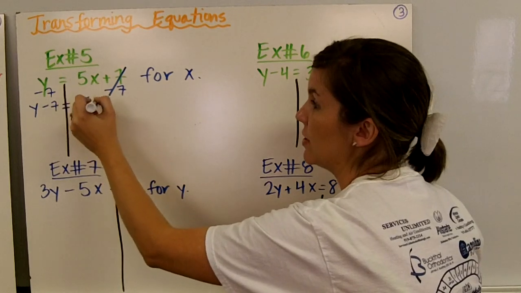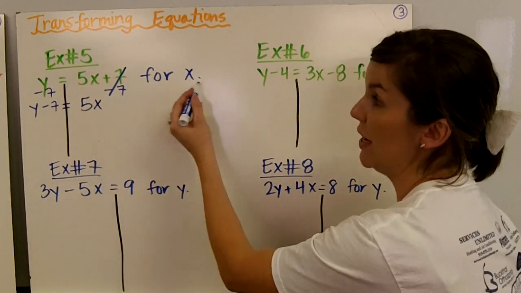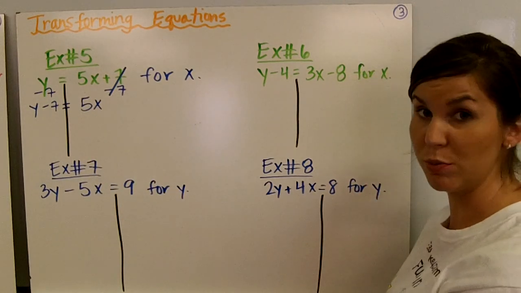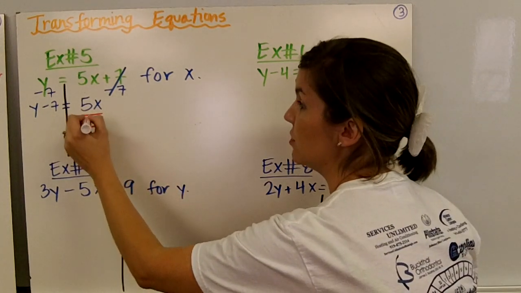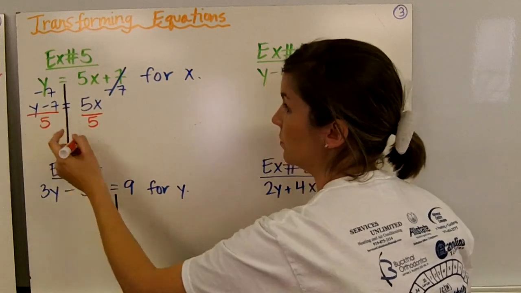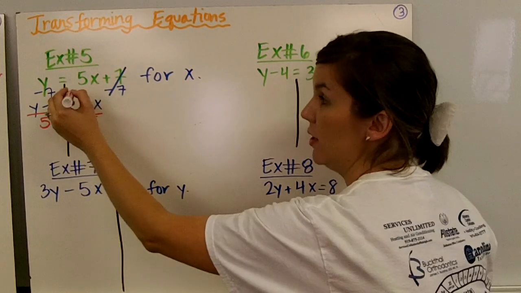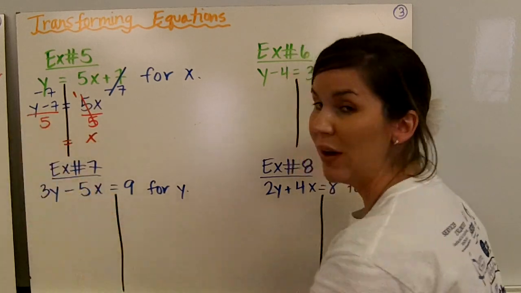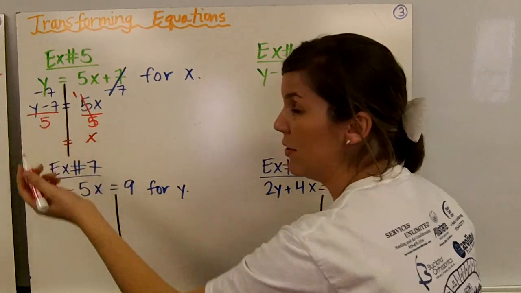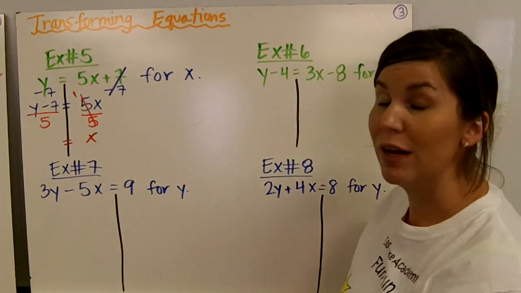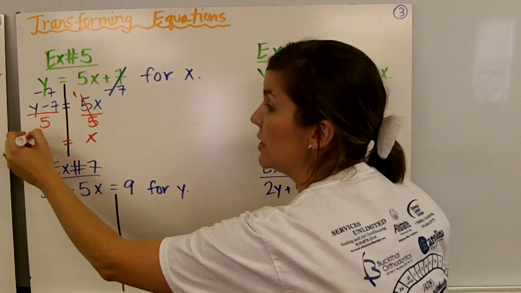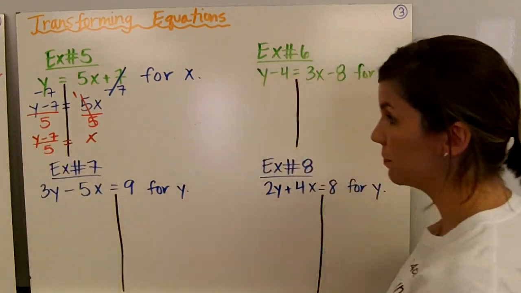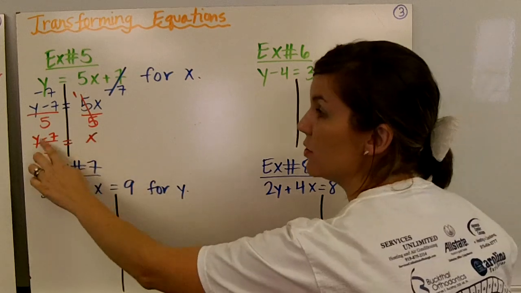Carry down the 5x. Now I want x by itself, so this is 5 times x. The opposite of multiplication is division, so divide by 5. 5 divided by 5 is 1, and 1 times x is just x. Y over 5 doesn't simplify. 7 over 5, or negative 7 over 5, doesn't simplify either. So we're going to leave our answer as y minus 7 over 5. X is by itself, so this is your answer.